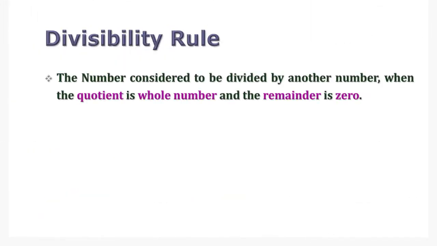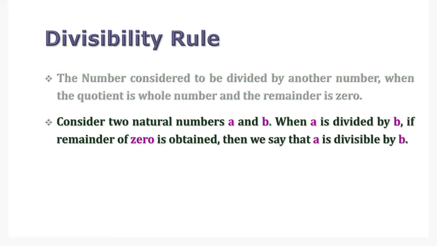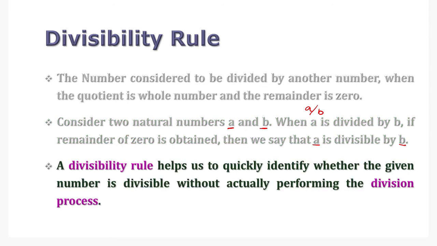Divisibility rule. A number is considered to be divisible by another number when the quotient is a whole number and the remainder is 0. Consider two natural numbers a and b. When a is divided by b, if the remainder of 0 is obtained, then we can say that a is divisible by b. Now, what is a divisibility rule? A divisibility rule helps us to quickly identify whether the given number is divisible without actually performing the division process.